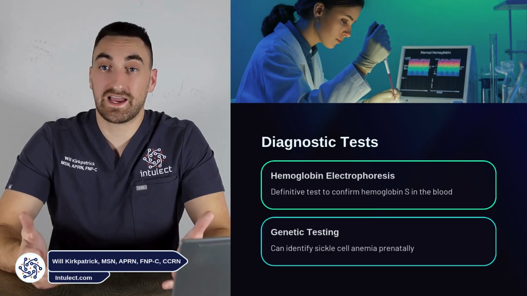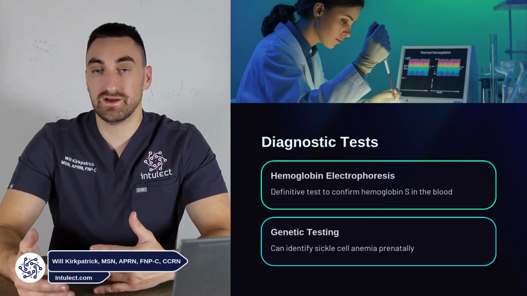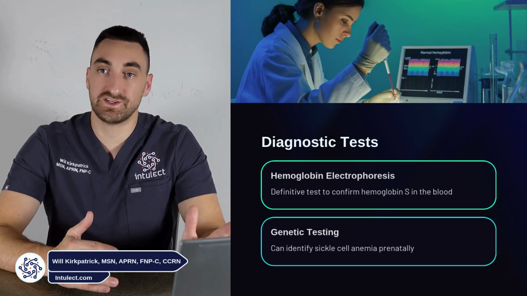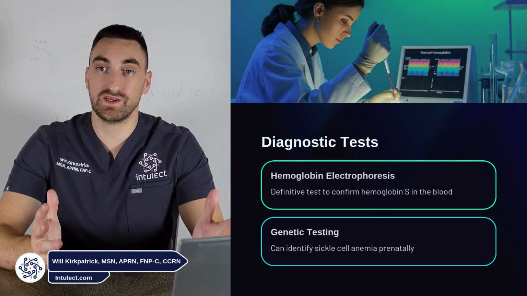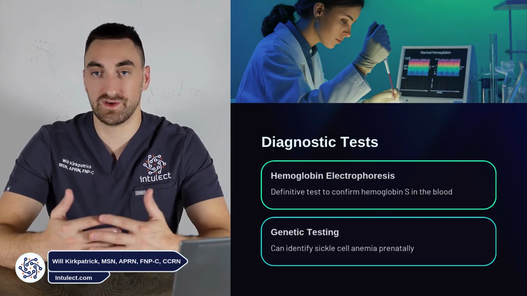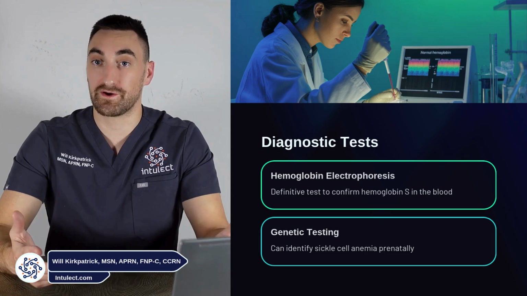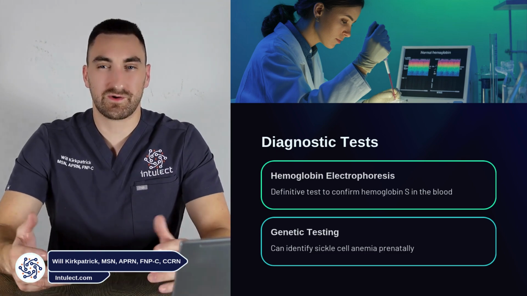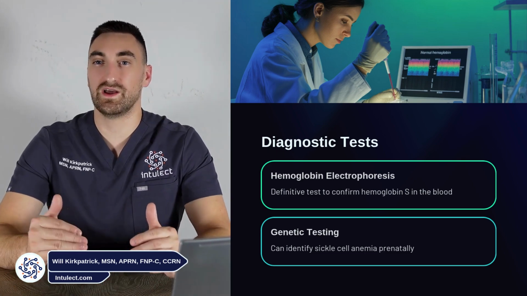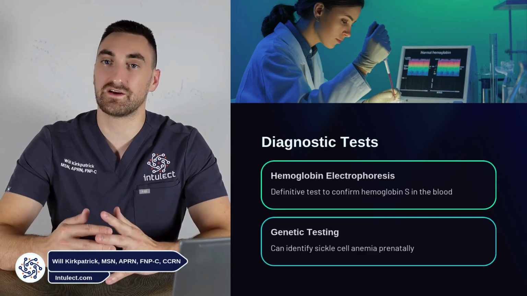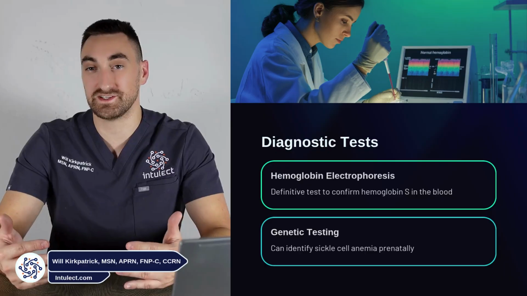Now let's get into the diagnostics of sickle cell anemia. So we talked about this is mainly a genetic testing. So usually we identify this in the womb, especially if we know there is a risk for it with the parents. But the test you're going to be most likely questioned on is something called hemoglobin electrophoresis. This is the thing that confirms the hemoglobin S presence in the blood.